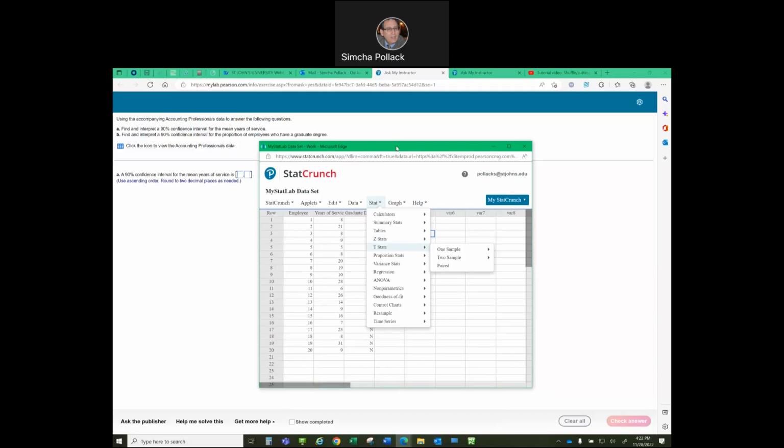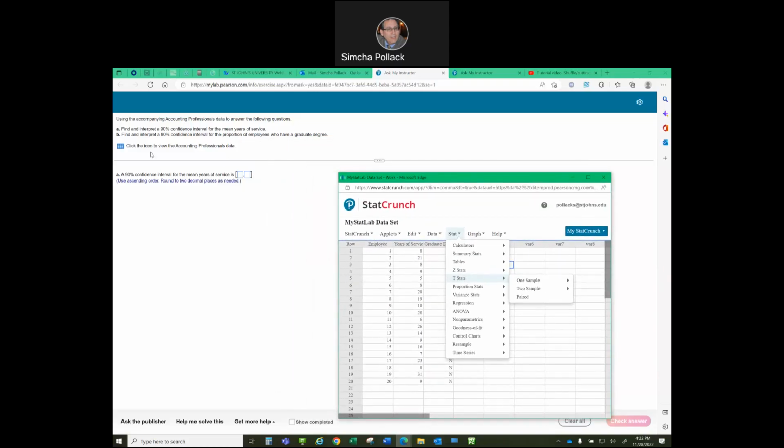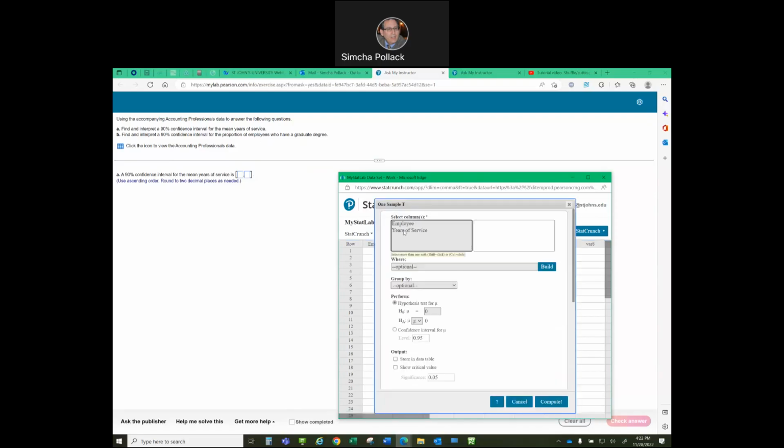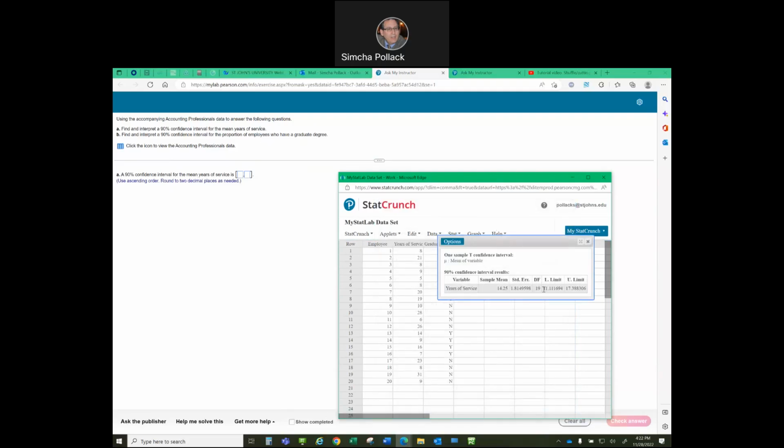In this particular case, let's read it carefully. Okay, they're using just the regular data, so we're going to go to the T. So we go to T, dealing with one sample, and this time we have the data. We want years of service as the variable. We want a confidence interval. We want 90%, I believe. And then we hit compute. And the number is 11.11.